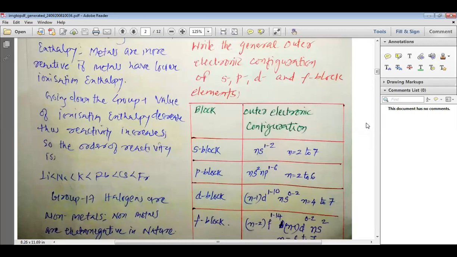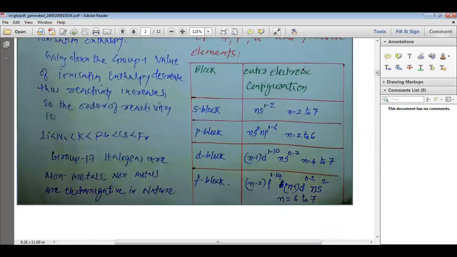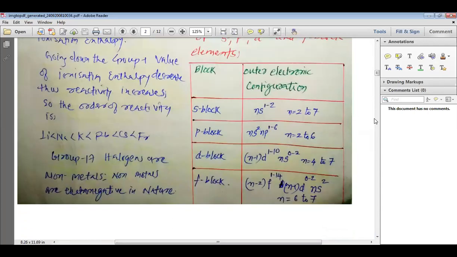Next question, my dear students: write the general outer electronic configuration of s, p, d and f block elements. This is a very important question, that we write the block and the outer electronic configuration. It's better if you learn this general electronic configuration. If we have the s block, then the general electronic configuration is ns1 to 2, where n is equal to 2 to 7. If you have the p block, then the general electronic configuration is ns2 np1 to 6, where n is equal to 2 to 6.